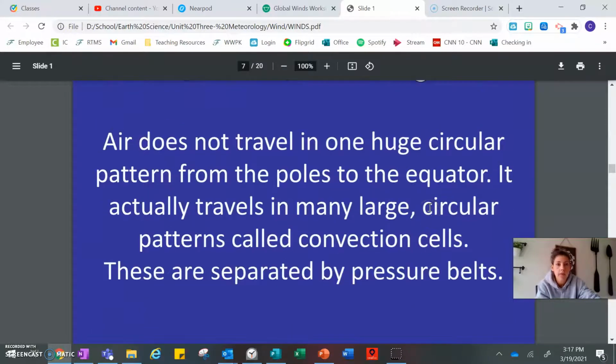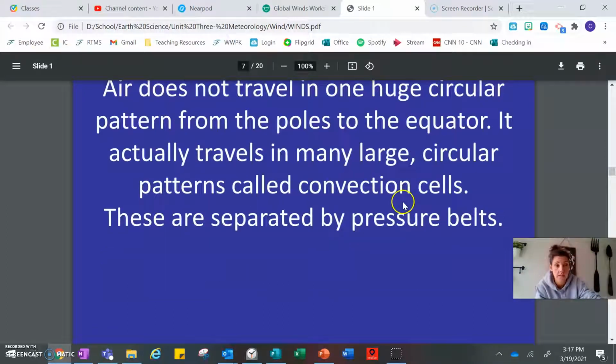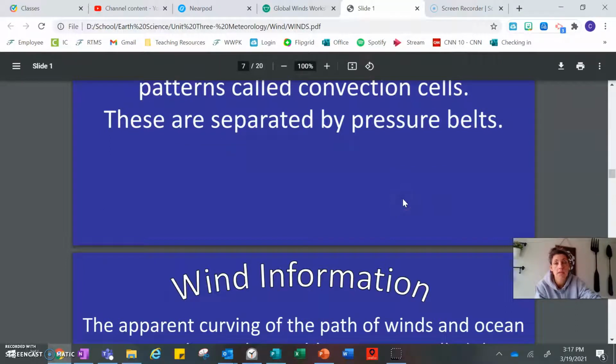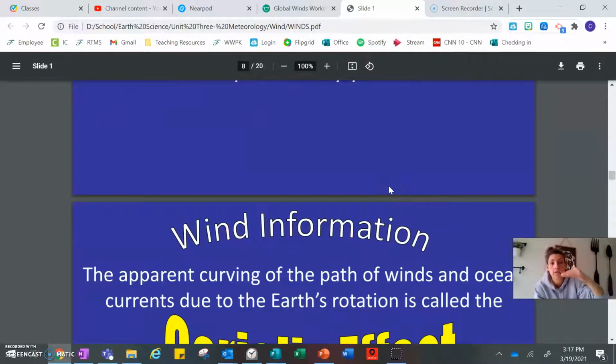Now, our global winds don't just travel in one big, huge pattern. We have different areas on the Earth that it's separated in. We call those convection cells. And it has to do with the different amount of pressure at those different areas.